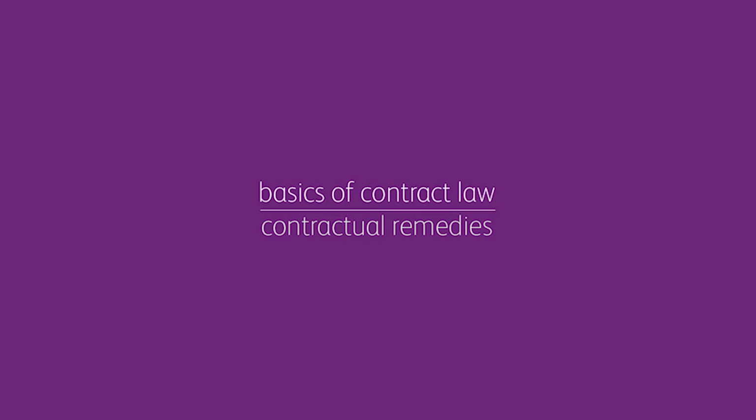The typical remedy for a breach of contract is damages, which is an amount of money paid. Damages put the injured party into the position that they would be if the contract had been performed. The injured party must show that they have suffered loss as a result of the breach and the amount of loss. The loss suffered cannot be too remote.